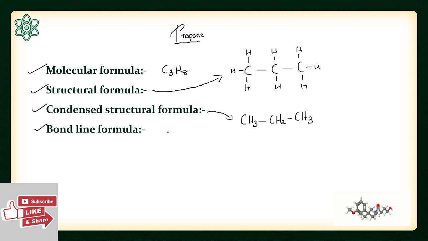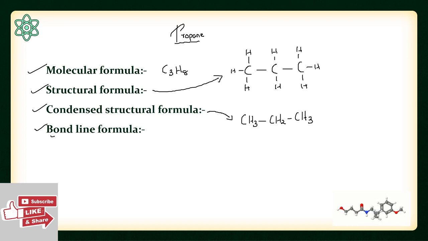Now, bond line representation is the most important one because it actually simplifies a lot of questions where you have to deal with large compounds, and it can take a lot of time to represent them in any of the other forms, like structural or condensed structural formula.